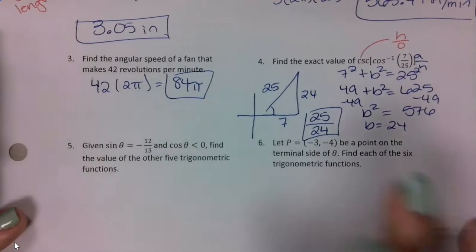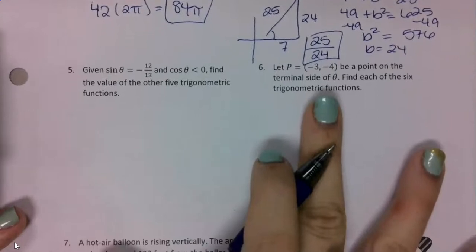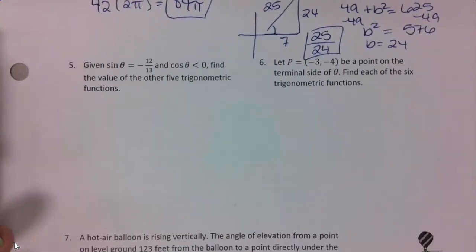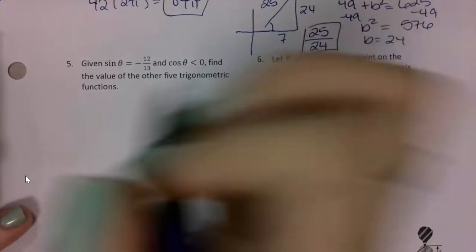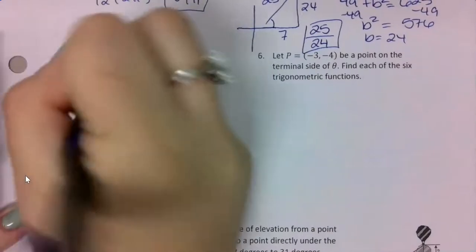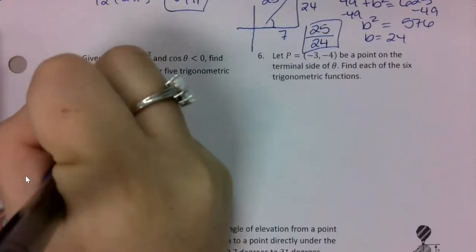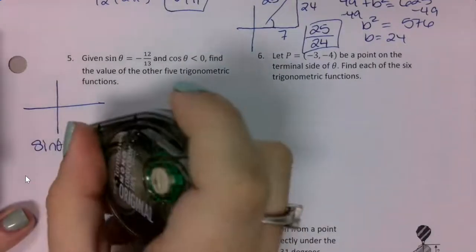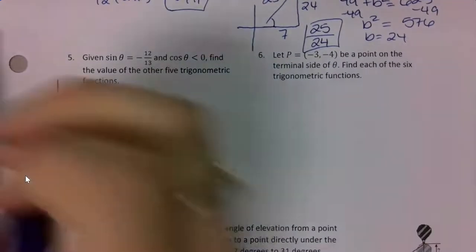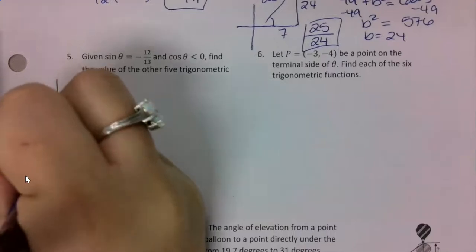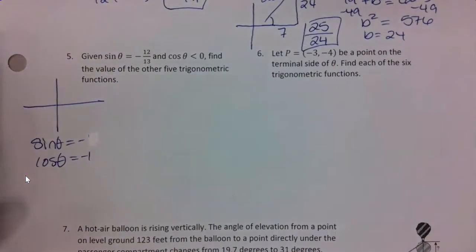Okay. Number 5 tells me given sine of theta equals negative 12/13 and cosine is less than 0, find the values of the other 5 trig functions. So I want to start off by figuring out where this is. So I know sine is negative, and then cosine is also going to be negative. And then I want to show these.